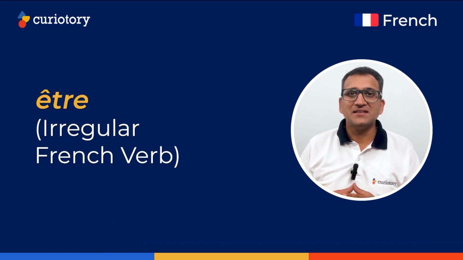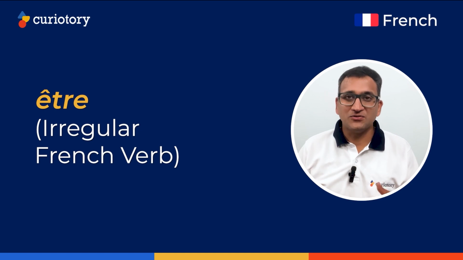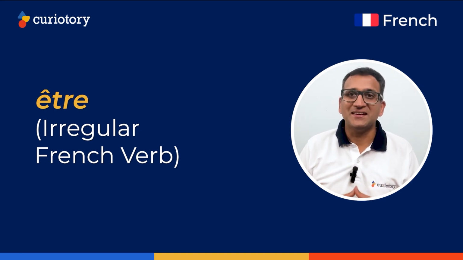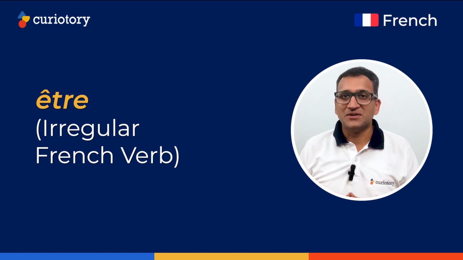Now let's learn about the verb être. So être is an irregular French verb. When I say irregular, it means you need to check the video on the regular French verbs.